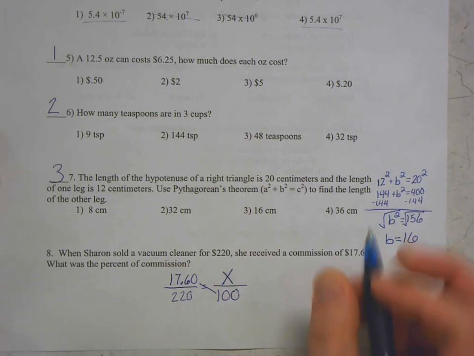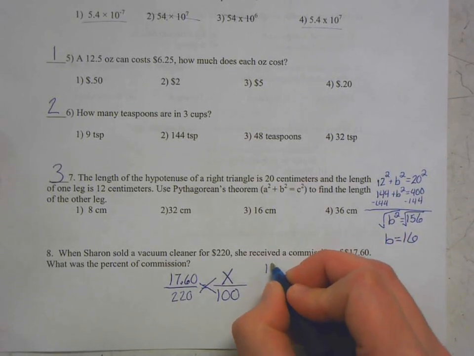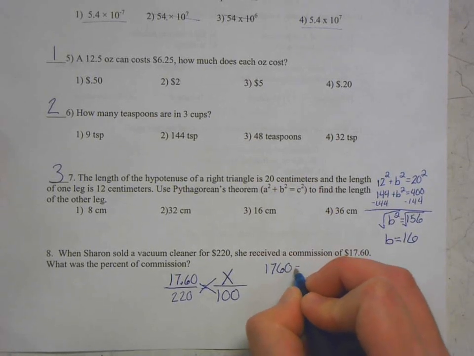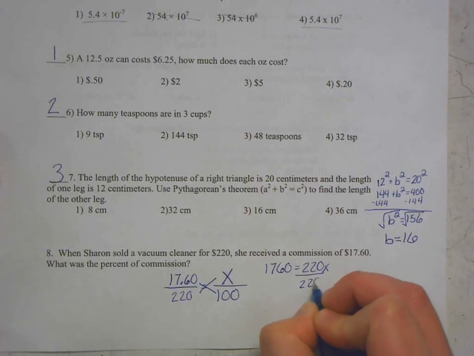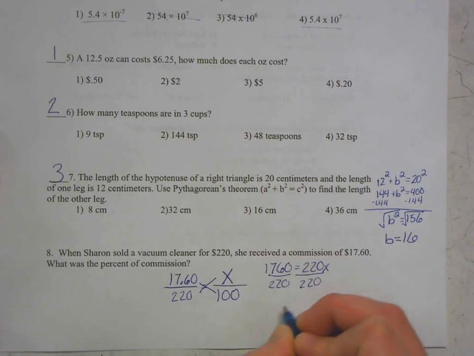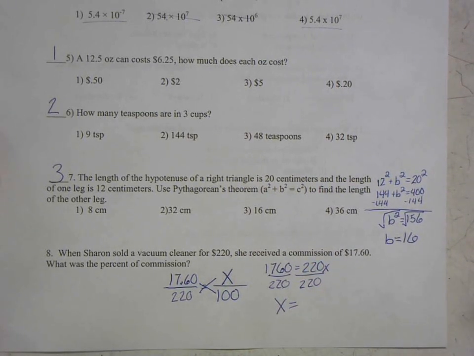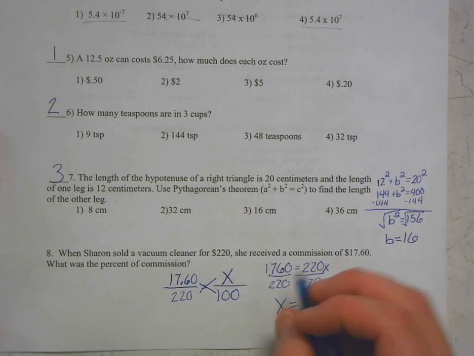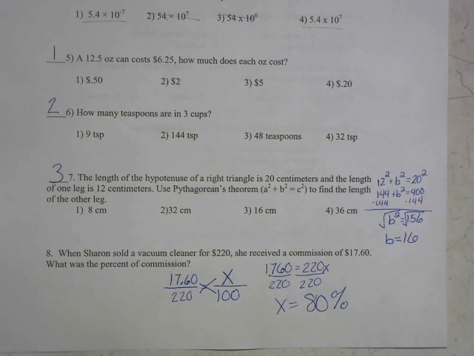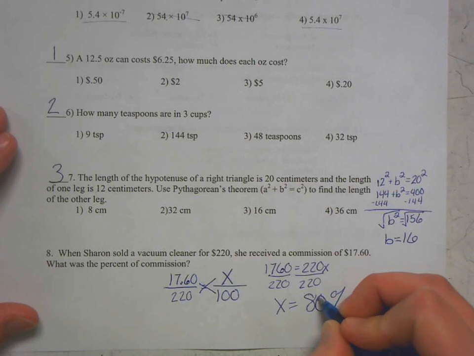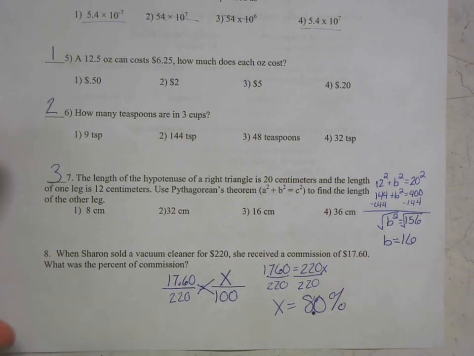And if you cross multiply this, you would get 1,760 equals 220 x, and then to solve for x, just divide by 220. And x equals, you can use your calculator to type this in, you would get 80. Nope, I lied. 1760 divided by 220. I divided by 22. You get 8%.